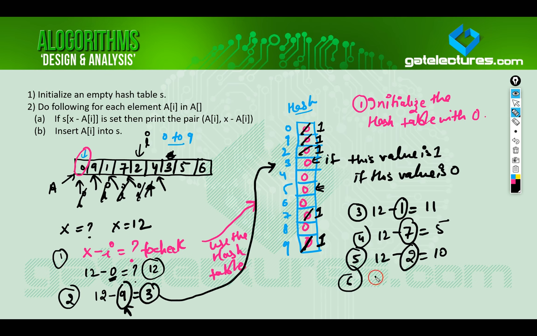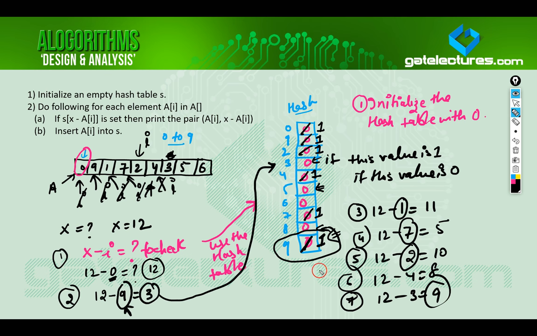Now we have 4, so we are going to do 12 minus 4, which is equal to 8. Now at the index location 8, we don't have 1, therefore we are going to put 1 in this location. And then increment the value of I, which is 3. So we are going to do 12 minus 3, which is equal to 9. And go to this location, and you can see at the 9th index location we have 1. Therefore, we know that there exist two numbers, which are 9 plus 3, inside this array whose sum is equal to 12.